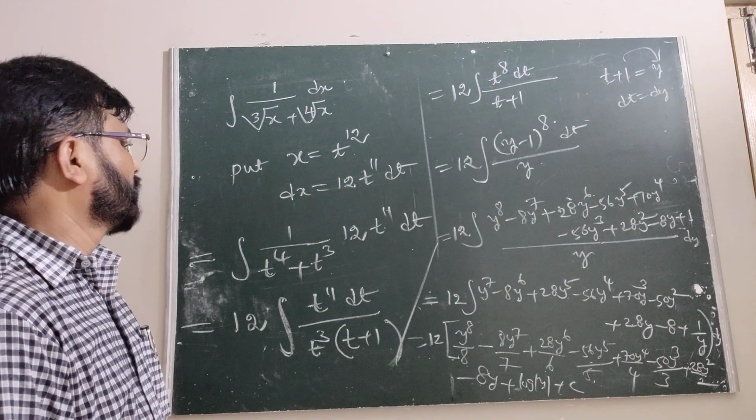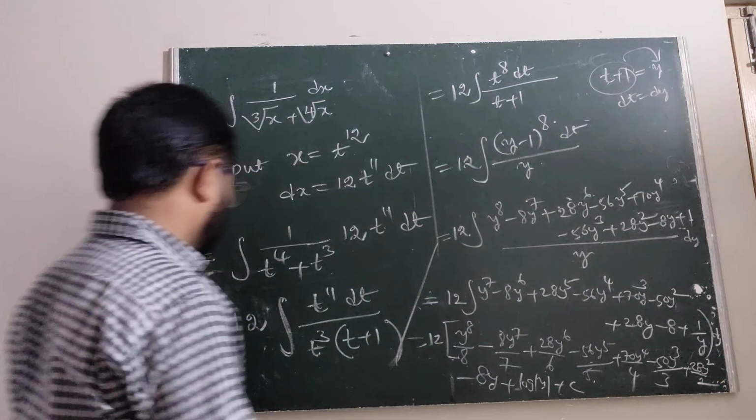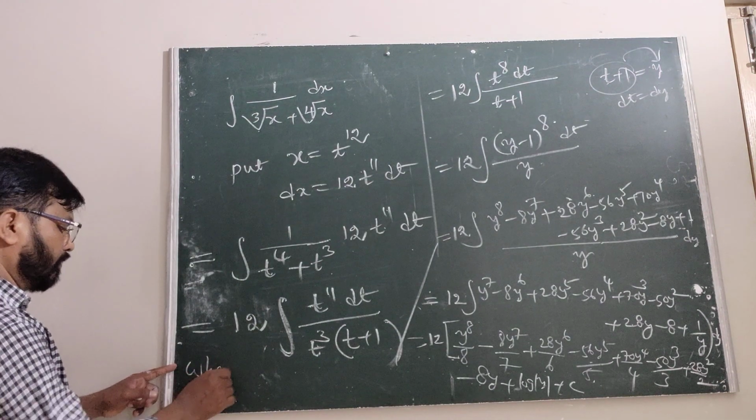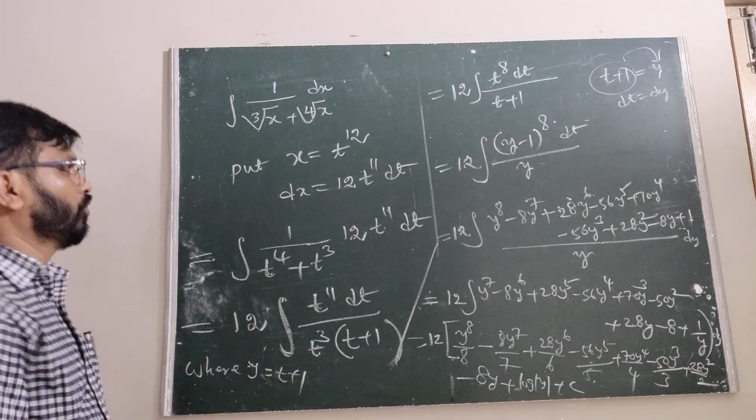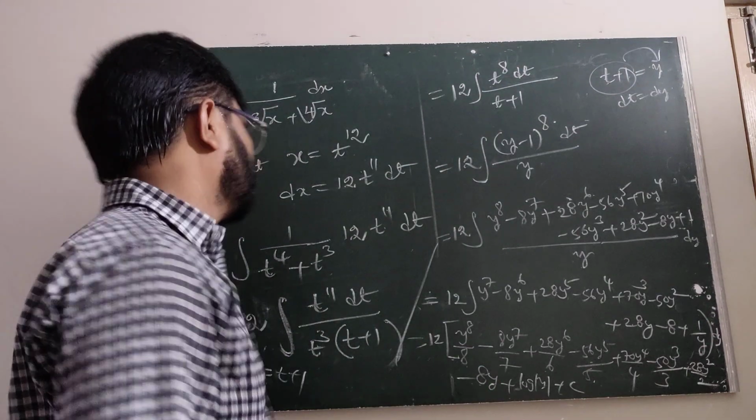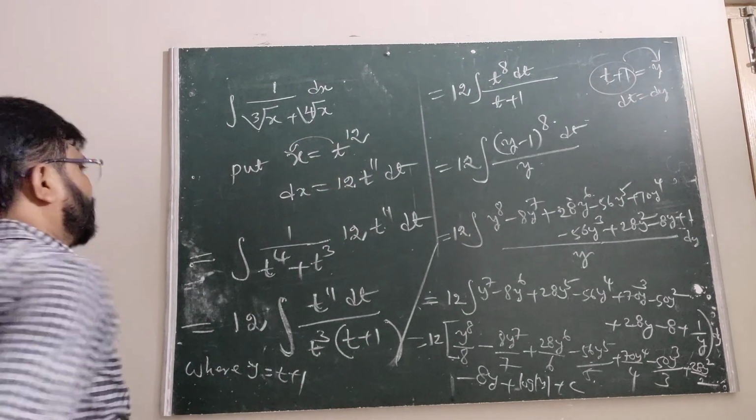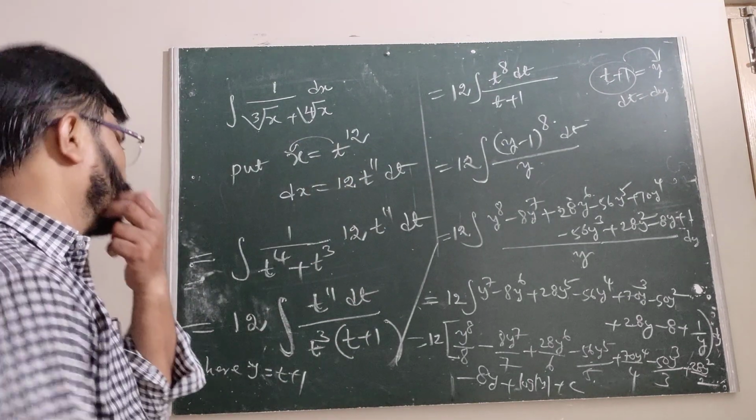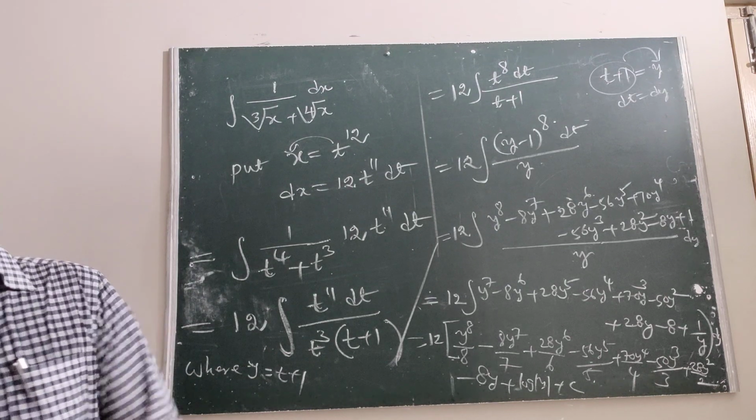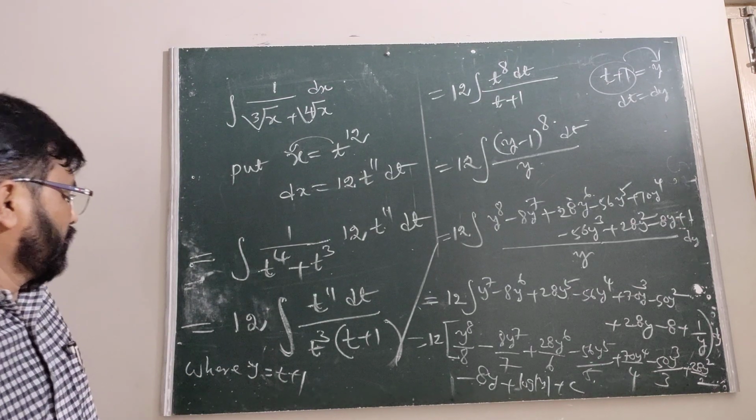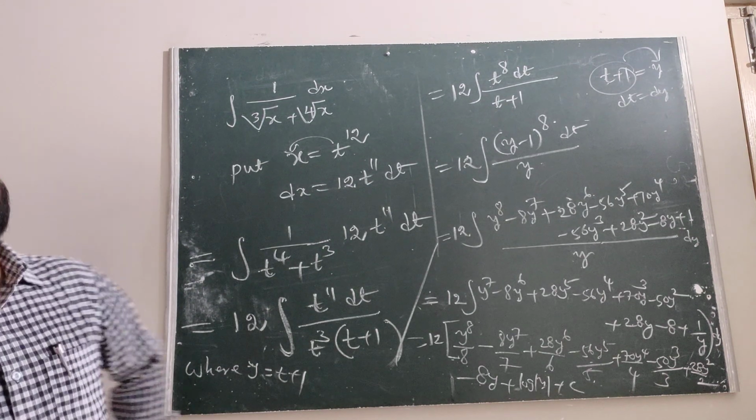Where y is, what is the y here? y is t plus 1. Therefore, where y is, you can substitute t plus 1. What is the t here? Here, t is the 12th root of x. Is it clear? Therefore, where y is t plus 1, but t is the 12th root of x.